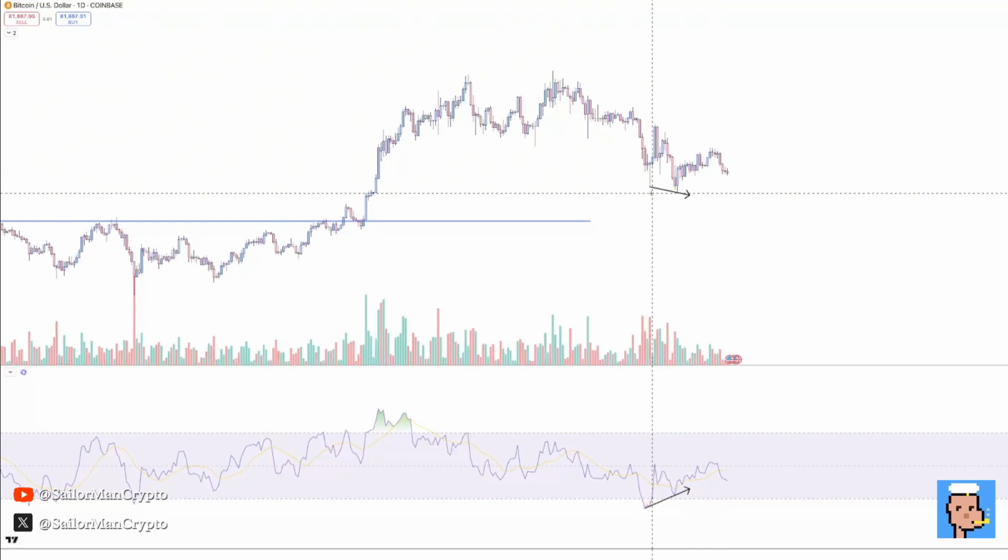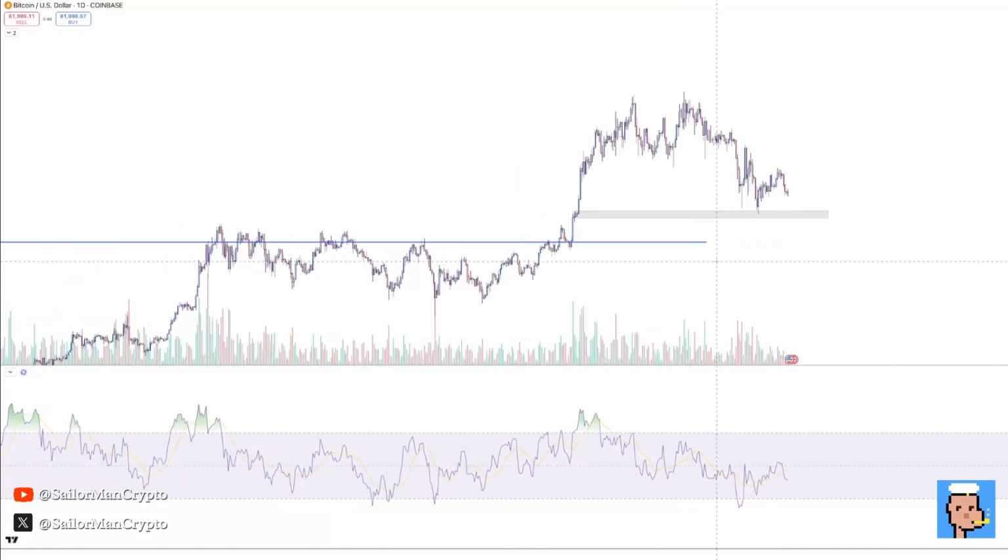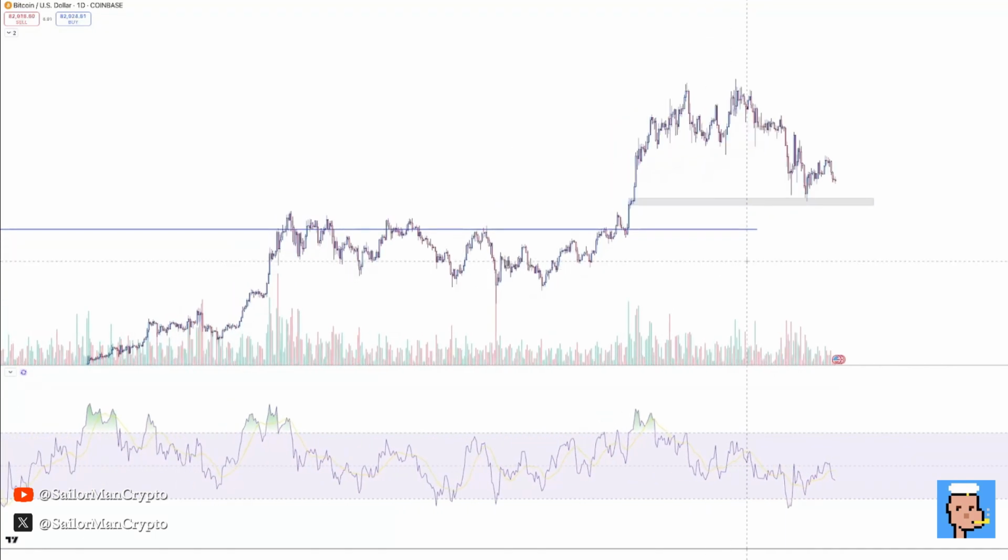In this case, probably the support was a bit subjective, but I think it was this little demand level that we had here, that was tapped on that last low that created this little price reversal. So now we know where to look for a potential reversal.